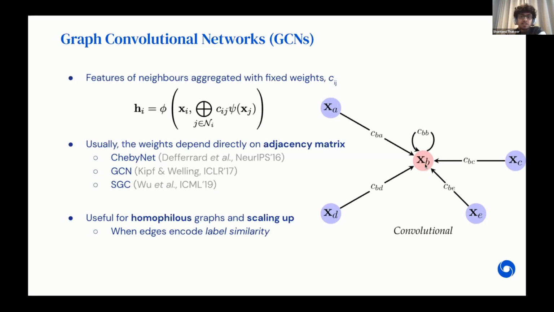And at the end, the representation of node B at the next layer in our neural network will just be a function of its neighbors and perhaps itself. And there are many different ways of computing these weights c_ij between the different pairs of neighbors. And these depend on the adjacency matrix of the graph, which is basically the edge structure of the graph. And it's worth noting that these are especially useful for homophilous graphs, that is, graphs where two nodes being close together in the graph means that they have the same kind of behavior. So especially when edges denote label similarity, these are very powerful models to use.